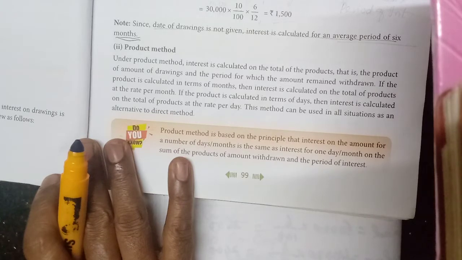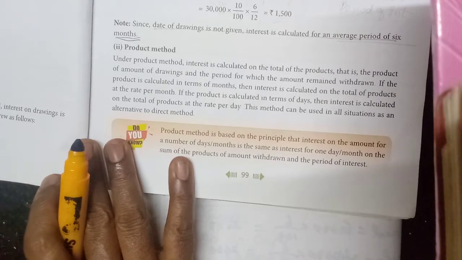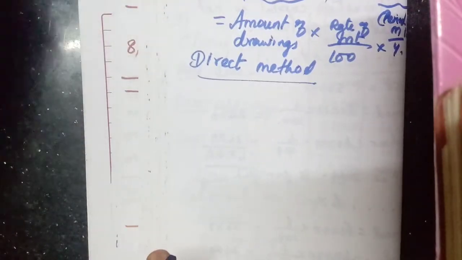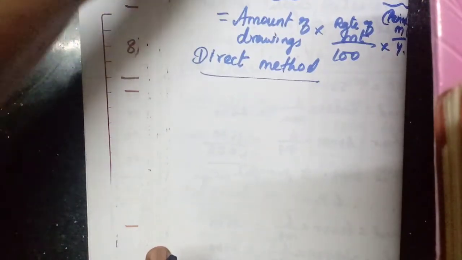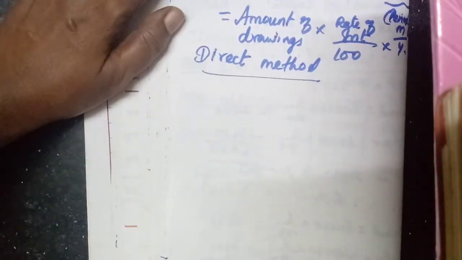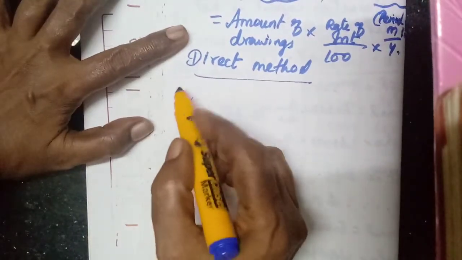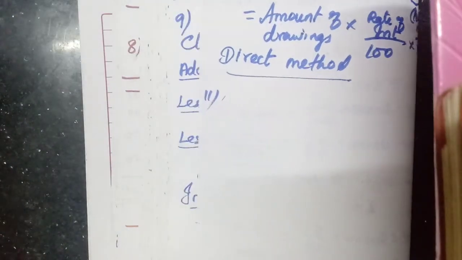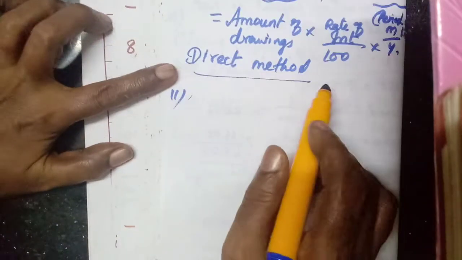Then the journal entry: capital account debit to interest on drawings account, interest on drawings charged. Then interest on drawings account debit to profit and loss appropriation account. Since you have the book, you can refer to that one. So we will do the exercise. Exercise 11, we will do. So take your book.